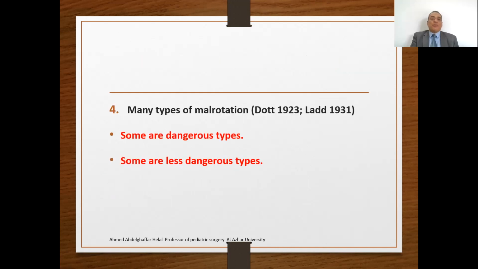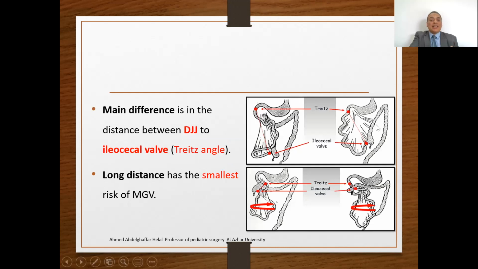There are many types of malrotation since its first description by Dott in 1923 and Ladd in 1931. Actually, their first presentation included about 8 cases. Later on, many cases were described. Some of these malrotation cases are dangerous types, and others are less dangerous types. The main difference depends on the distance between the DJ junction and the ileocecal valve or the cecum.